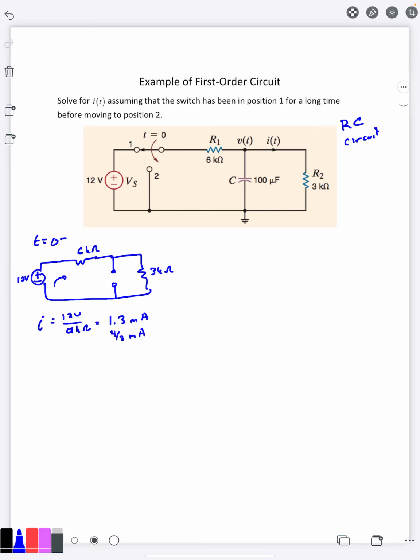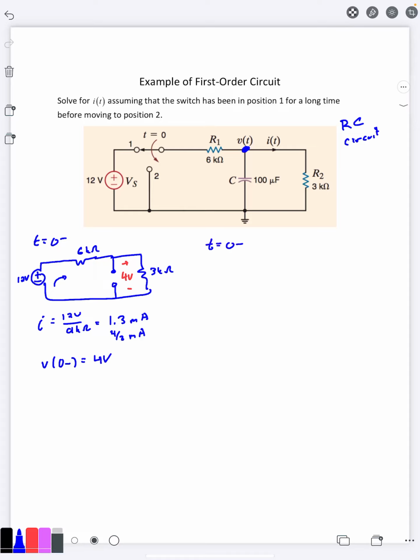And so then we can go ahead and find the voltage here by doing I times R. That's going to be 3 kiloohms times 4/3 milliamps, which is 4 volts. And that is what is going on in the circuit before this happens. So I can go ahead and write down that since we're looking for the voltage of this node, the voltage of that node at 0 minus, so right before the switch happens, is 4 volts.